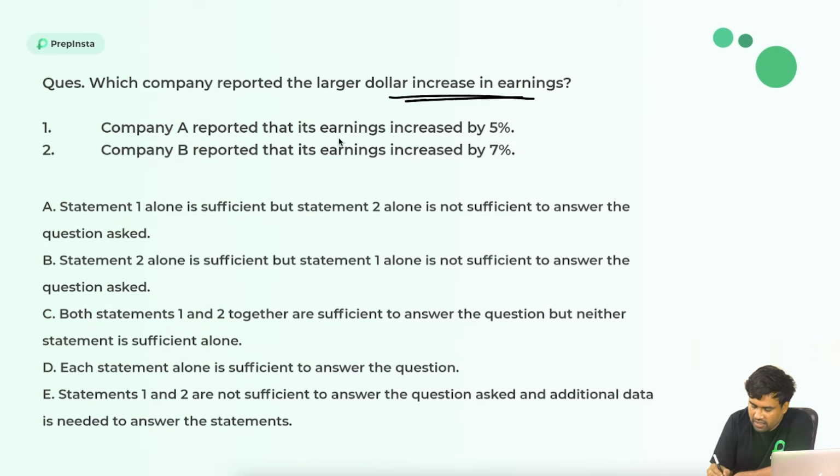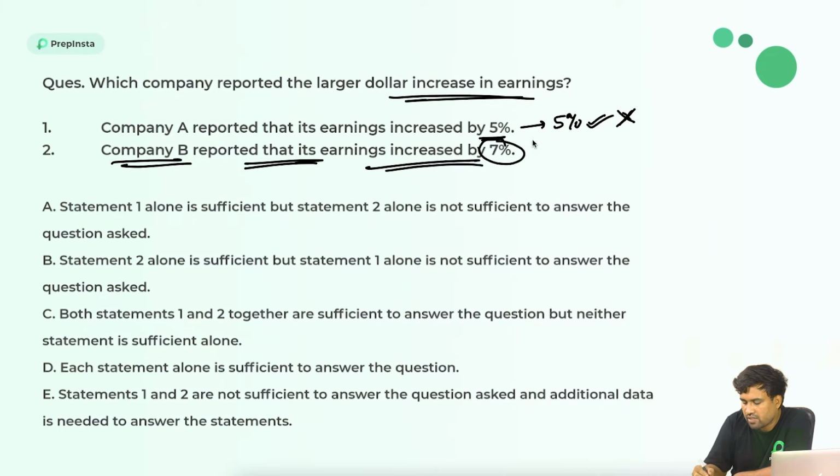Company A has reported that its earnings increased by 5%. So statement 1 alone is not sufficient. Why? Because you can't say which company earns more, right? Next, company B reported that its earnings increased by 7%. So statement 2 alone is also not sufficient. Alone is not sufficient, I am talking about.